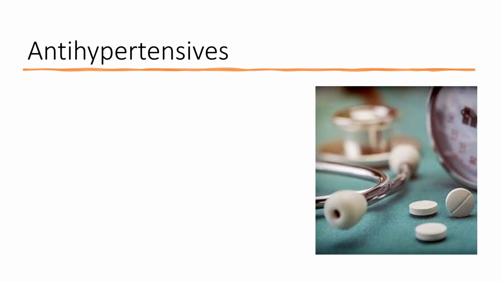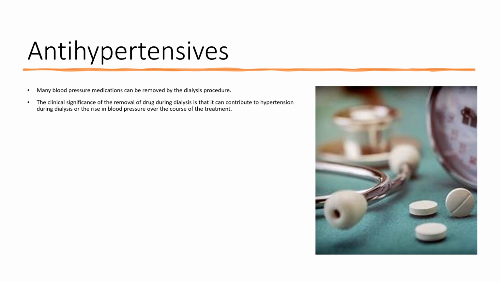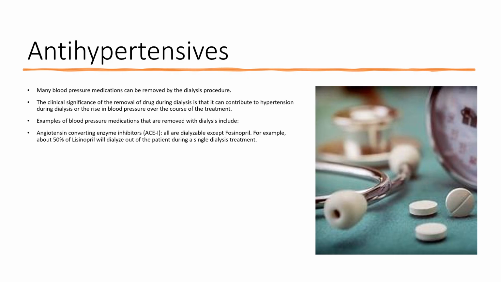So blood pressure medications are often removed by the dialysis procedure. And the significance of this is that if you remove, say, 40–50% of the drug during the procedure, then blood pressure can rise over the course of the treatment. Examples of blood pressure medications that are removed with dialysis include ACE inhibitors, so all are dialysable except for something called lisinopril. And in general, for example, you'll remove about half of the ACE inhibitor, so 50% of the lisinopril will dialyze out during a single treatment.